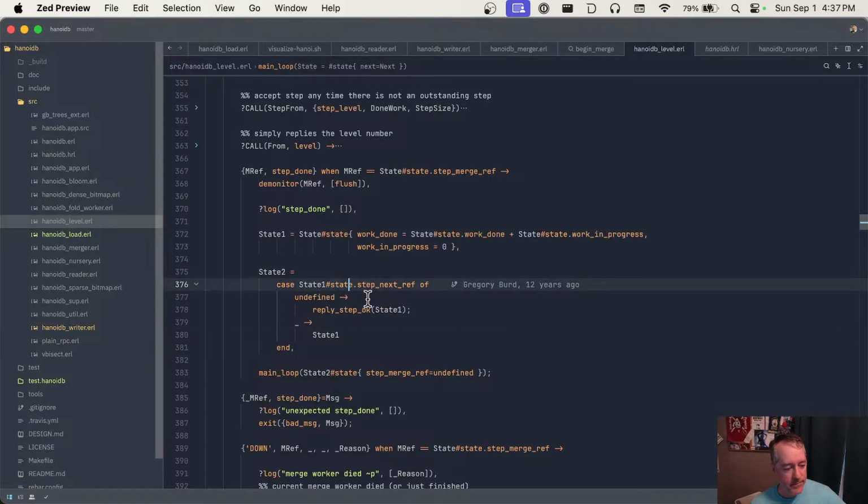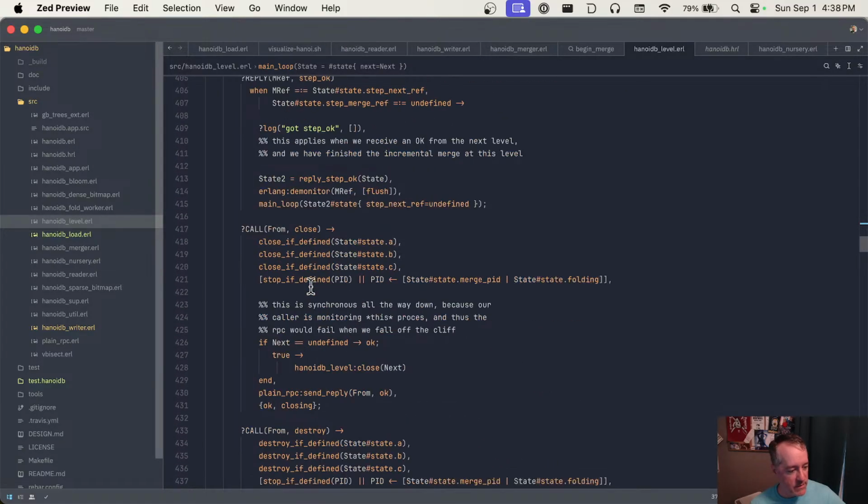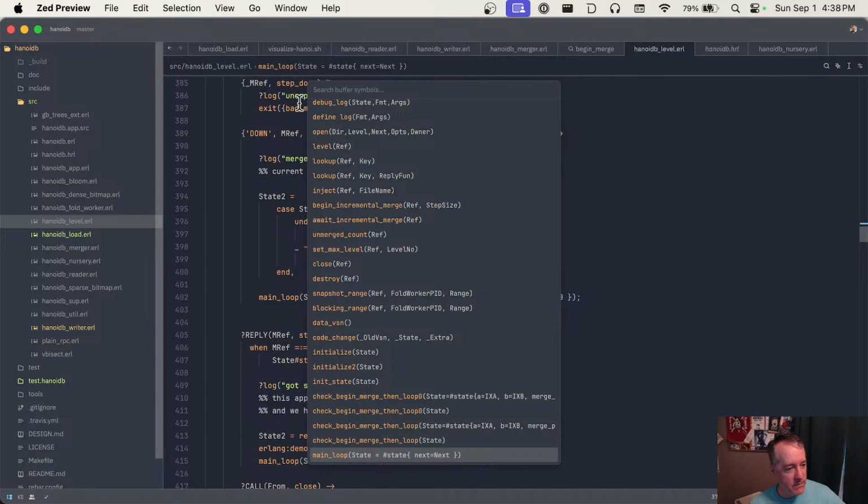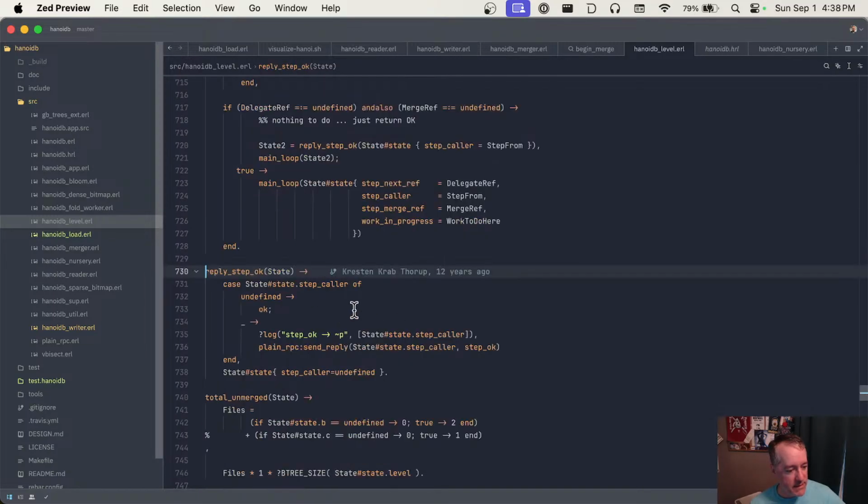Okay. It'll be interesting to see what that actual reply step does. Let me jump to that real quick. So I think that's.